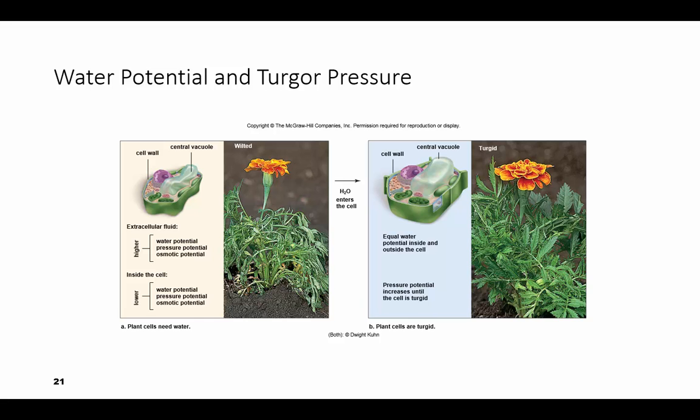But when you put water into the cell, and you look at figure B over on the right, look at that vacuole and those organelles. They pushed back out against the cell wall. So you've got equal water potential inside the cell and outside. And that makes the cell, the pressure potential makes it stiffer and more turgid. So it stands up really pretty like it's supposed to.